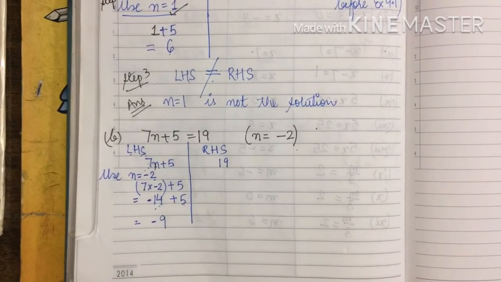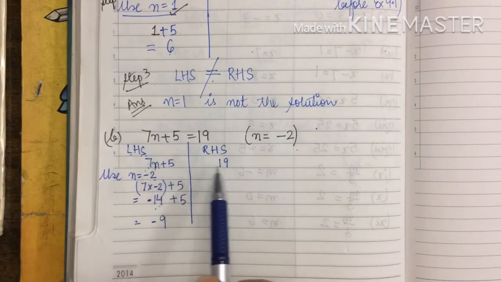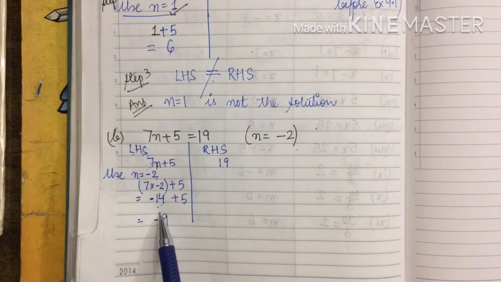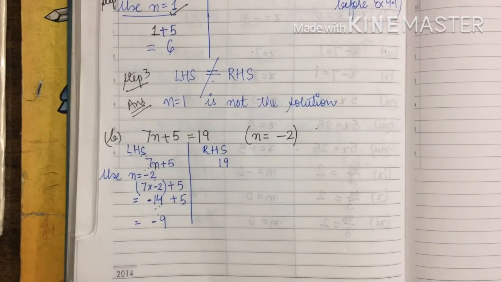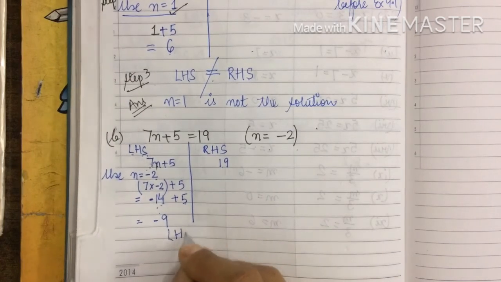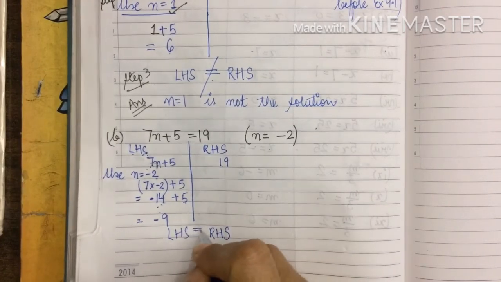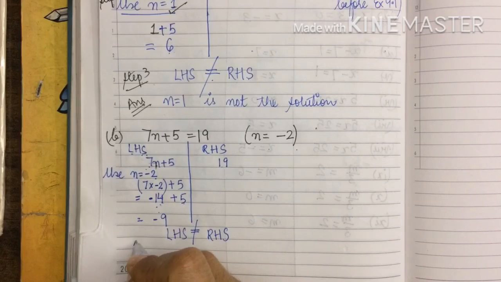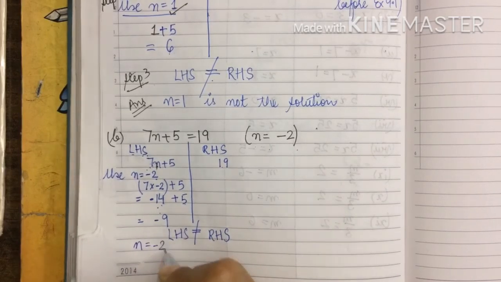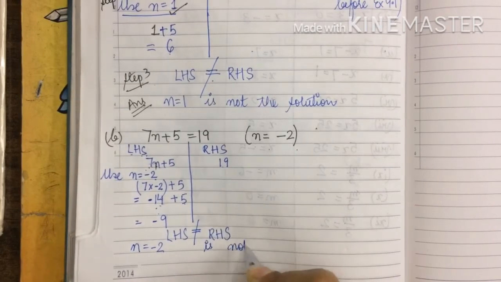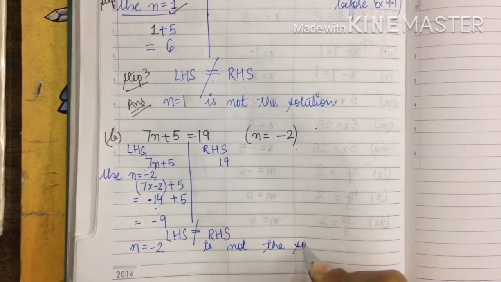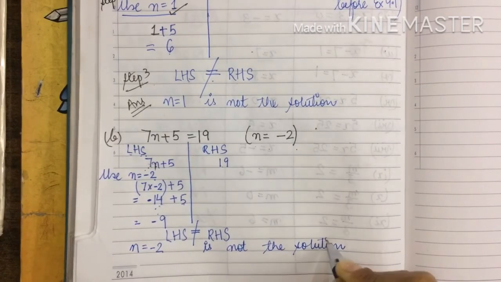On right hand side, I had 19. So I have done first two steps. I have separated the two sides. I have used the value of the variable. Now I have to compare. Compare the two sides. Are my answers equal? Yes or no? No. So the answer will be n equals to minus 2 is not the solution.